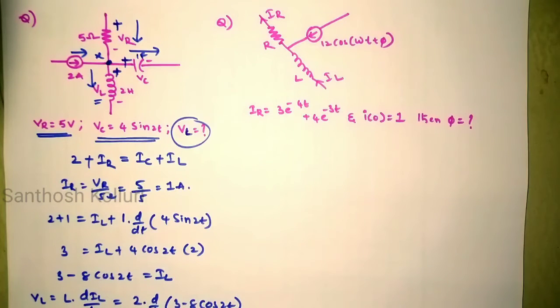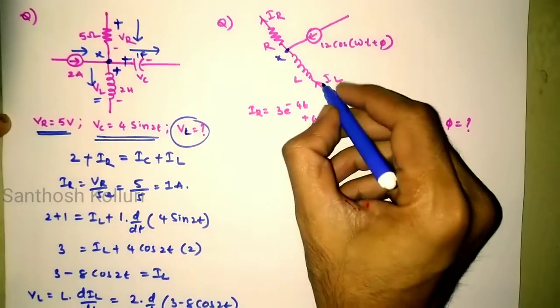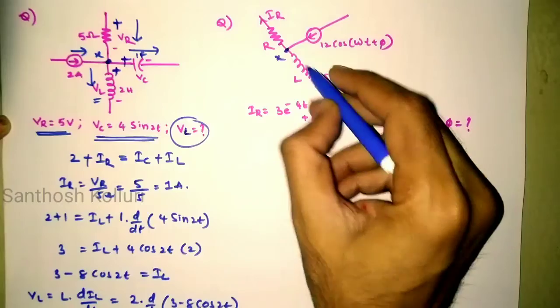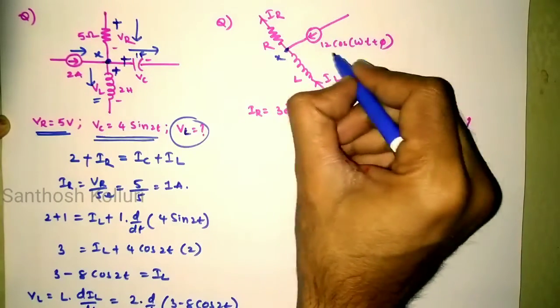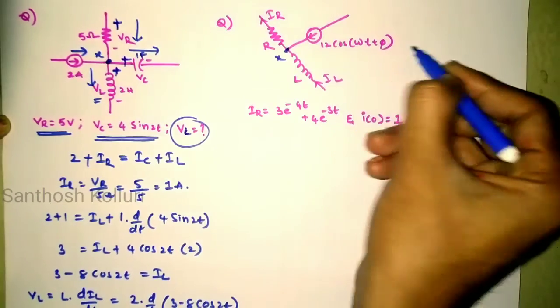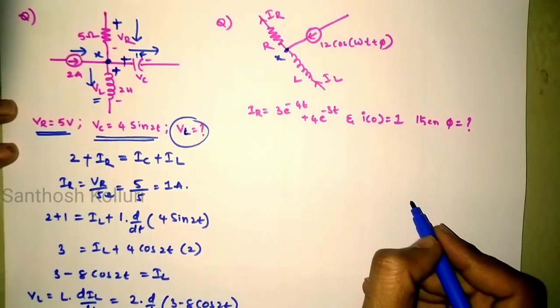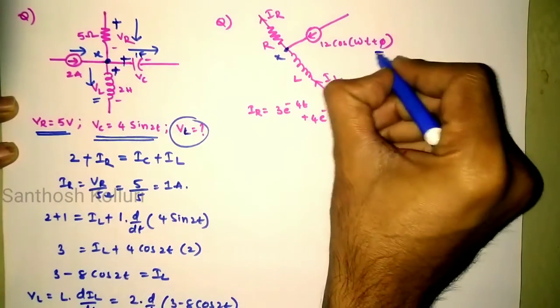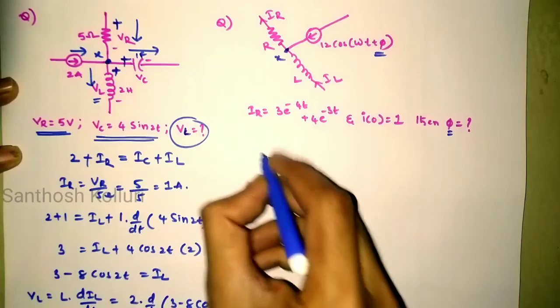Similarly, here another circuit is given, and this is a node X. Current IL is entering here, and current IR is leaving, and from the current source, current 12 into cos omega t plus phi is entering here, and the values are given like this. And it is asking to calculate this phi. So I can apply the KCL at node X.